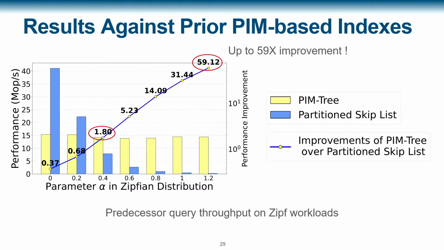The partition skip list that I showed at the very beginning, yeah, it's great if there's no skew. If there's absolutely no skew, it's going to beat us, okay? But again, realistic skew is in this range. Very, very quickly, it craters, right? It just falls apart, okay? And even by here, where I said this is sort of realistic, we're already 31 times faster, right? And the curve just would shoot up and up and up. So that's versus other PIM-based things.